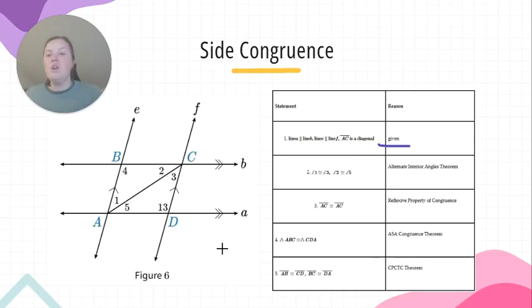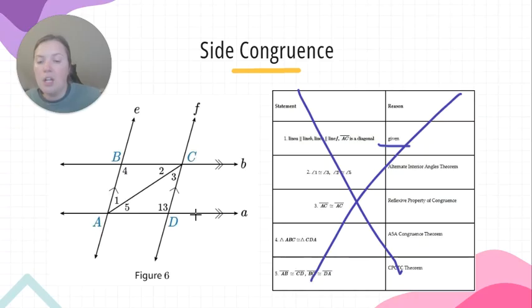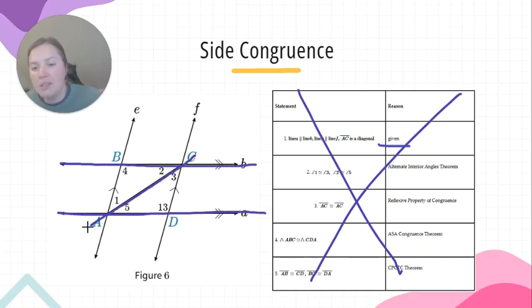Now, before we talk about the proof, let's talk about what's happening. So we have parallel lines, and they're being cut by this transversal here, this AC.